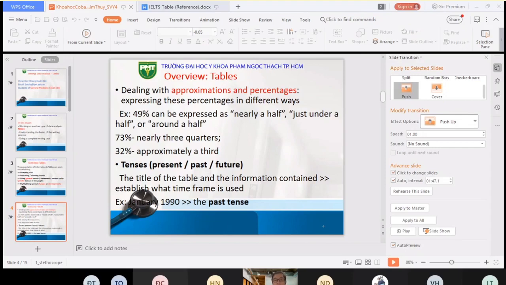And you also need to care about the tenses. You use present simple, past simple, or future. So you look at the years, and if you see all the years are in the past, you will use past simple tense in your description. And if you see the time frame is in the future, you use future simple with will.